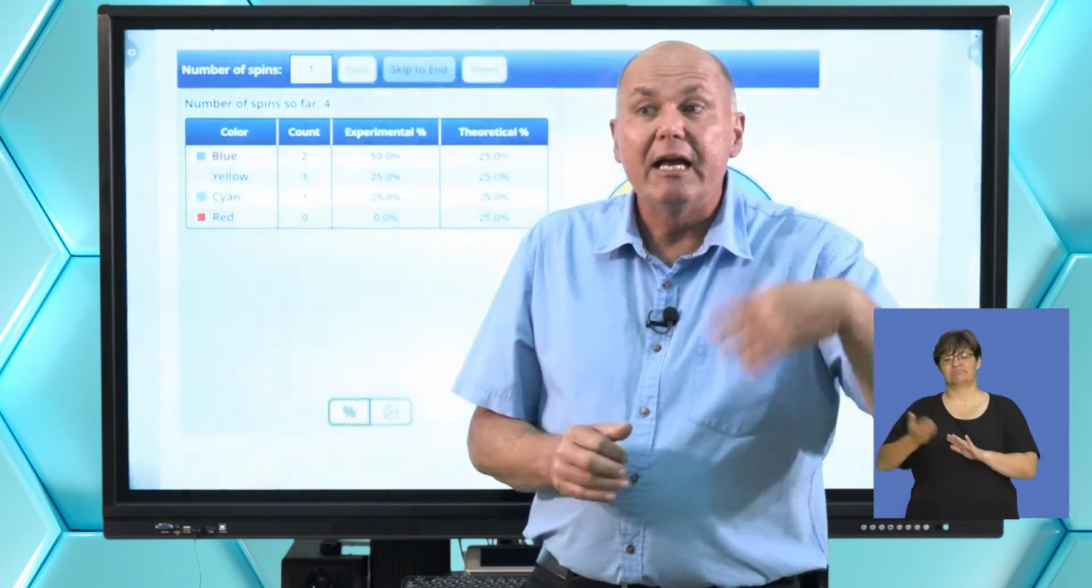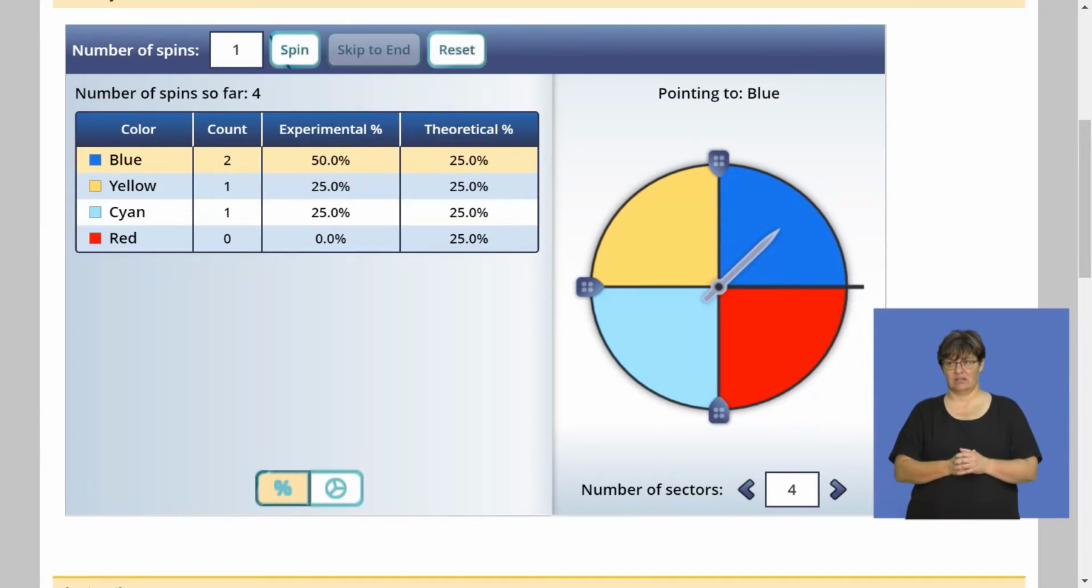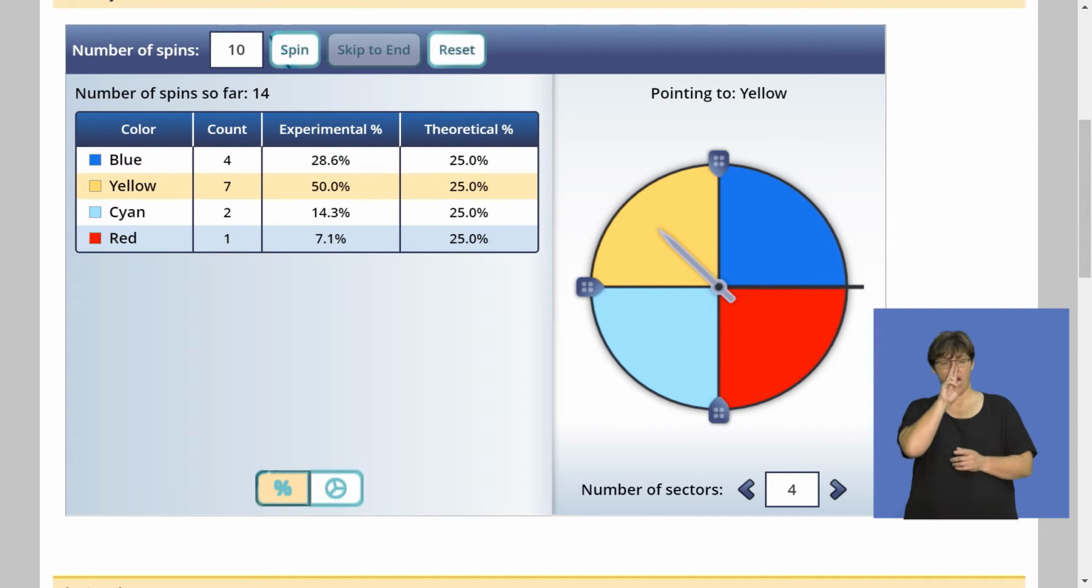But you know what? Let's speed up the number of trials. So I'm going to change this and see what will happen if I make this spinner spin, for example, 10 times. And if I let it spin and I let it skip to the end, look what's happened. The leaderboard has changed. If we add all of these up, 7 and 4 is 11, 12, and 2 is 14. 14 spins so far. We've got yellow sitting on a 50% experimental relative frequency. Blue is only sitting on 28.6%, and cyan sitting at 14, and red is way back in the doldrums.